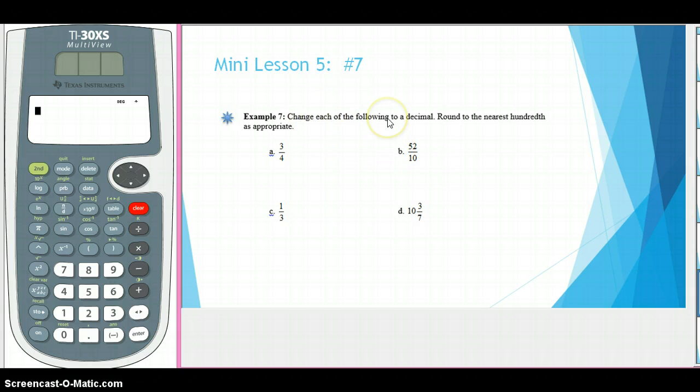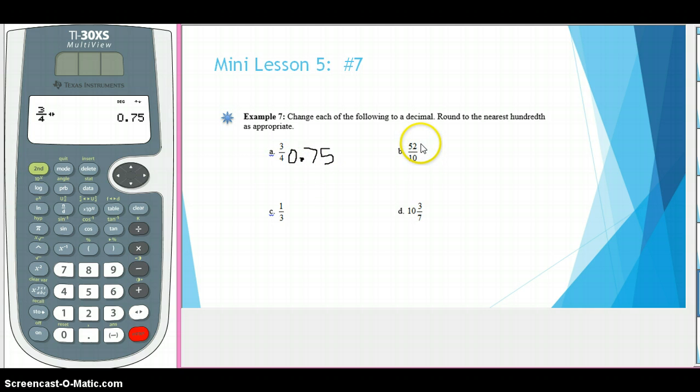Now we're going to write these fractions as decimals. So this is pretty straightforward. For 3/4, I'm going to start with the fraction form, punch it in, and ask it to change it to a decimal and hit enter. So we have 0.75. And lots of times we put the 0 in front of it just to make that decimal more apparent.